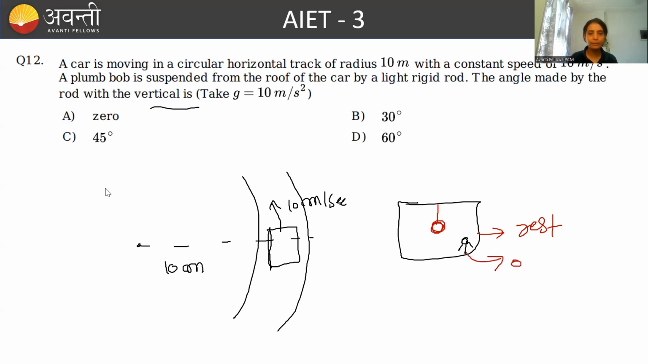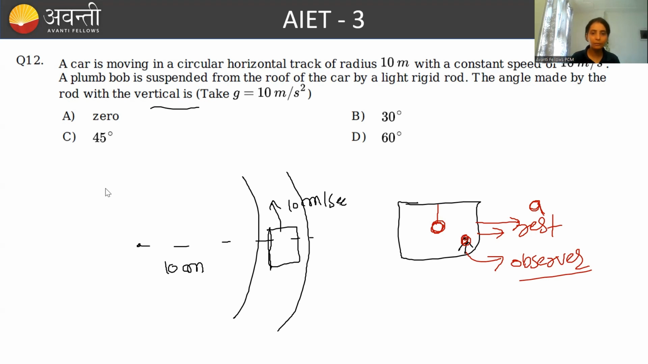The person here is the observer, who is watching. Now what I'm going to do is give it an acceleration in the forward direction. So if I'm giving it acceleration in the forward direction, the observer is this person. So this person will write the free body diagram of this bob.